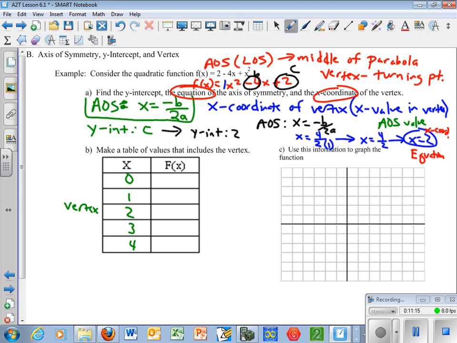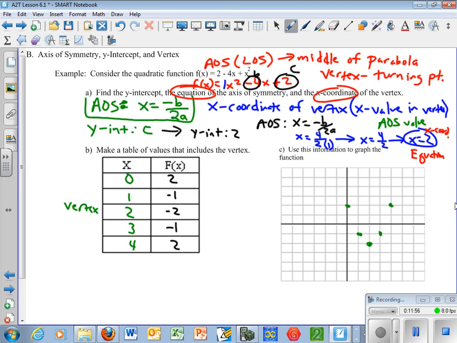Okay, so if you look back on your calculator and go back and fill these in, when x is 0, it's 2. When it's 1, it's negative 1. When it's 2, it's negative 2. When it's 3, it's negative 1. And when it's 4, it's 2. Okay, so let's go ahead and plot those points. So 0, comma 2 is right there. 1, negative 1 is right there. 2, negative 2, which is my vertex. That's where the parabola turns. At 3, we're at negative 1. And at 4, we're at 2.